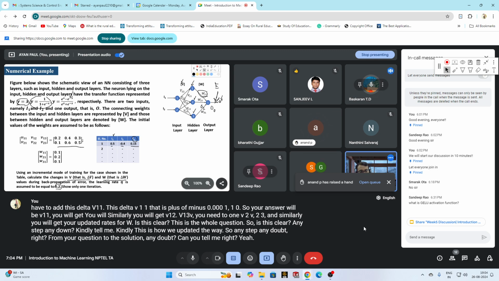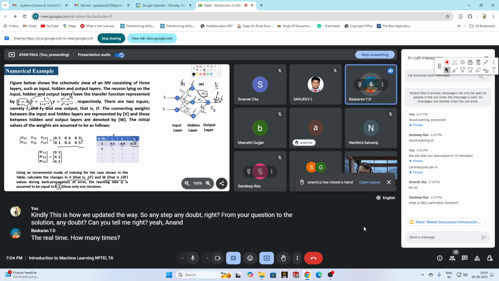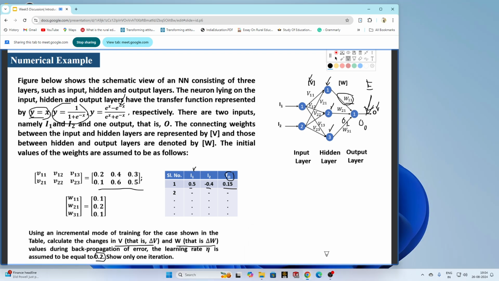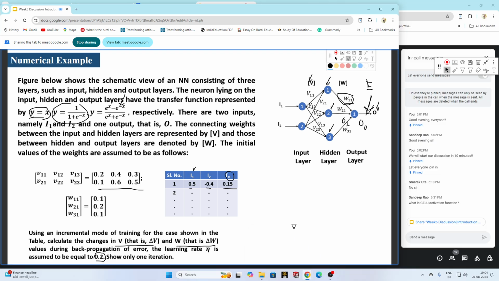Yeah, Anand. In real time, how many times will we do this iteration? Until we reach the target output.